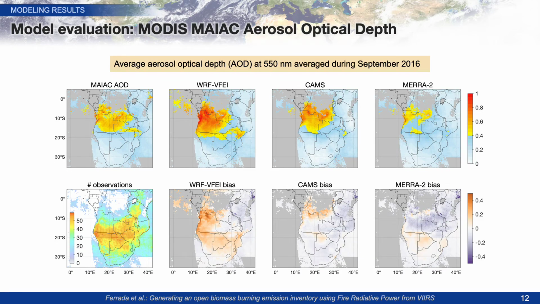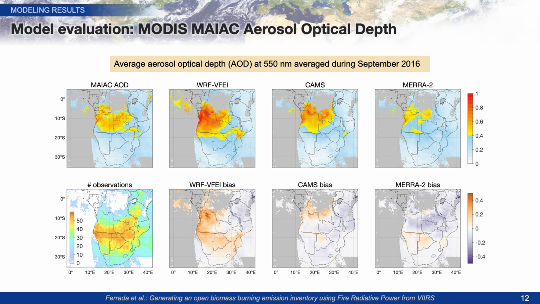This figure shows a comparison of MODIS MAIAC AOD versus our simulations that we name WRF VFEI, but also against CAMS reanalysis and MERRA-2 reanalysis. On the top, we show the average AOD from each dataset during September 2016. In the bottom left is a map showing the number of observations available that were weighted in this average. Then we show the biases from each model and reanalysis with respect to MODIS MAIAC.